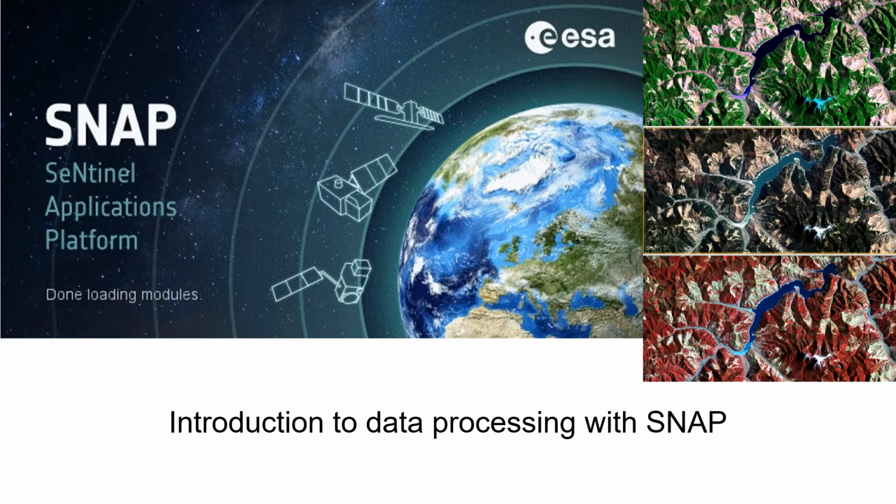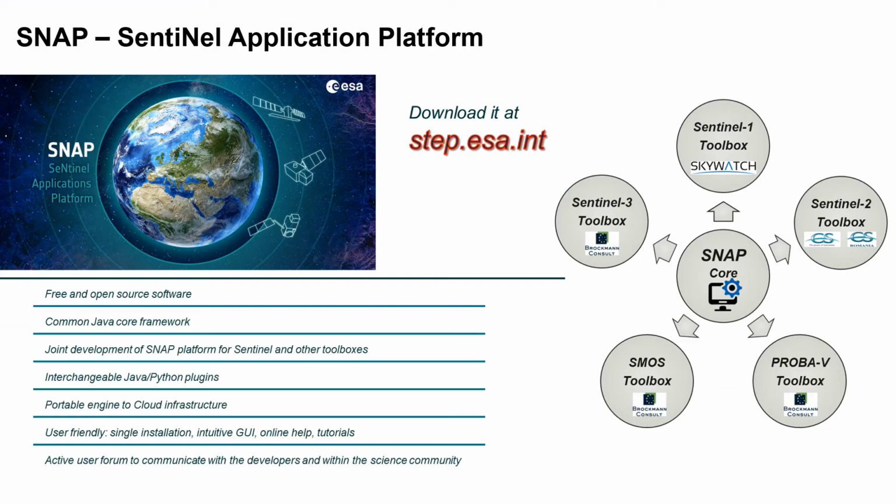Now, after this short optical remote sensing refresher, we would like to present the ESA SNAP software, which can be very useful to process optical imagery, but not only optical, even radar and thermal data. SNAP is an acronym for Sentinel Application Platform, even if it can be used not only for Sentinel, but also for data coming from other satellites.